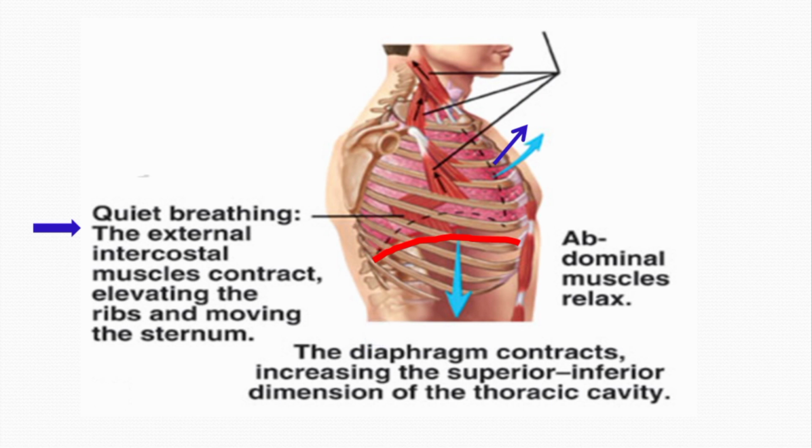So now as a result of contraction of these two muscles, that is diaphragm and external intercostals, the vertical diameter of the chest cavity has increased, anteroposterior diameter of the chest cavity has increased, and lateral diameter of the chest cavity has increased. So in a nutshell, we can say that the volume of the chest cavity or thoracic cavity has increased.